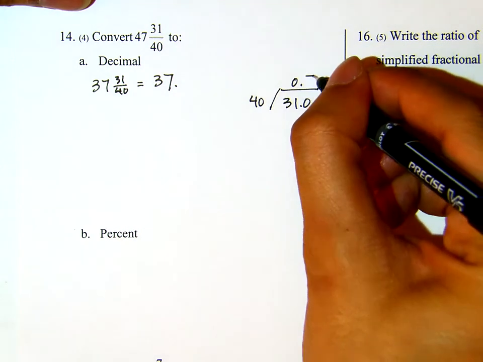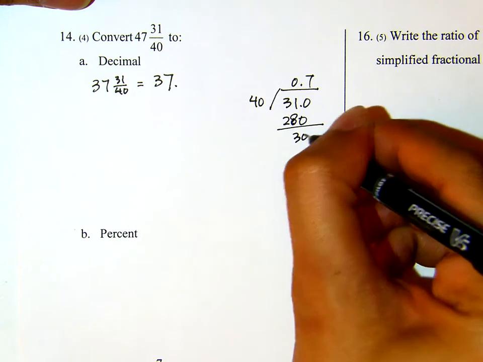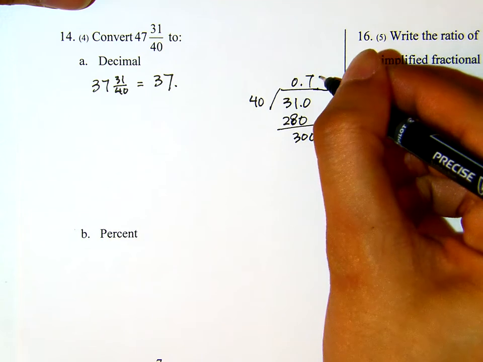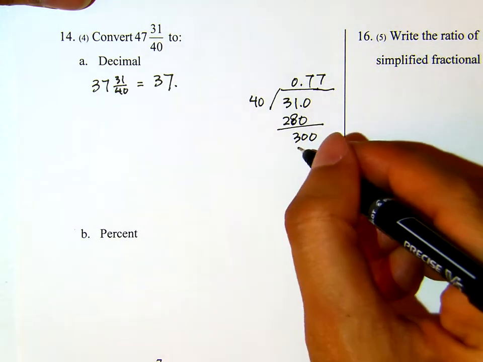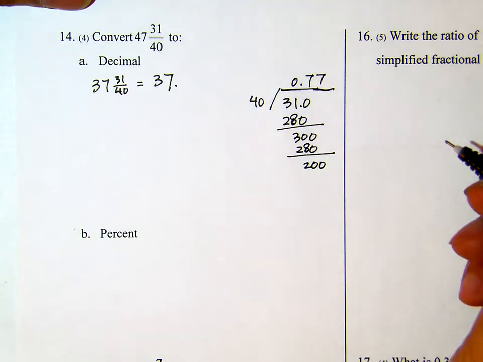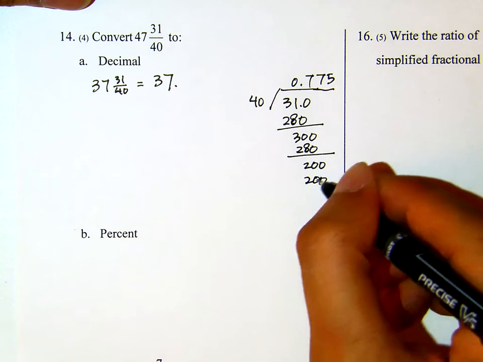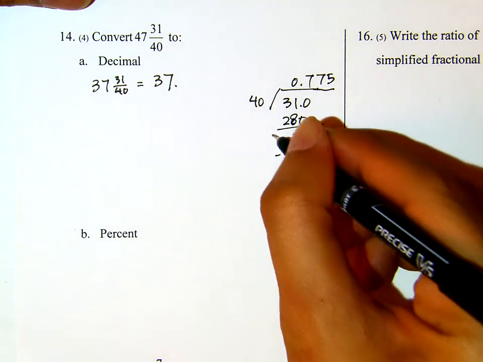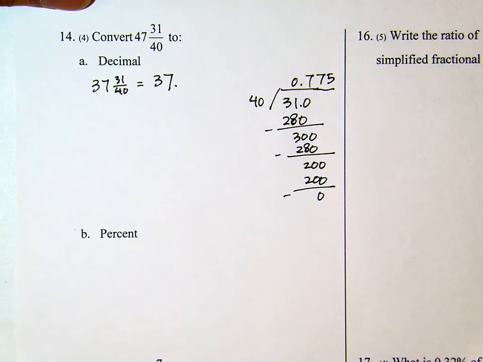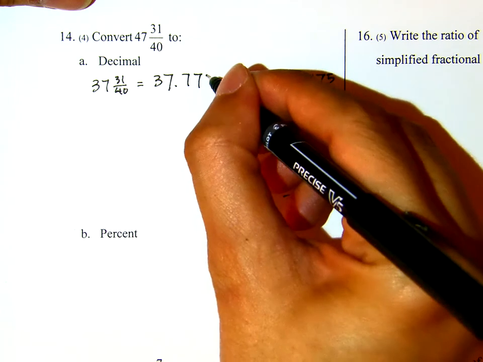And this will be how many times? 7 times. For 280, 30 comes down. Now this will be 7 times again. So 280 now. 20 comes down with an extra 0, that's 5. Okay, in other words, 37 31/40 will be 37.775.